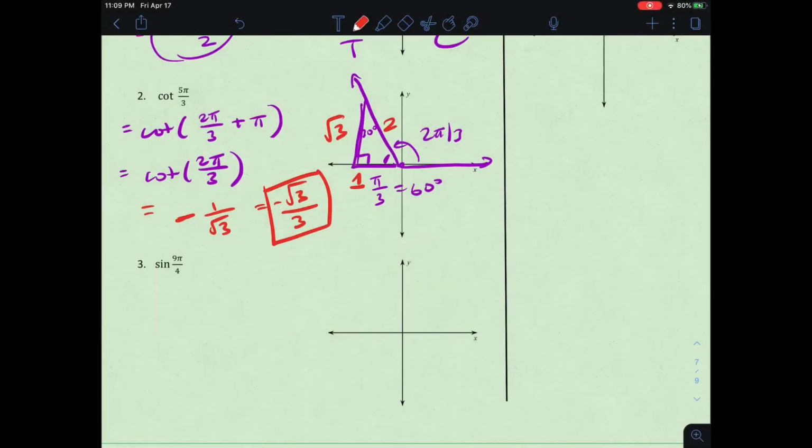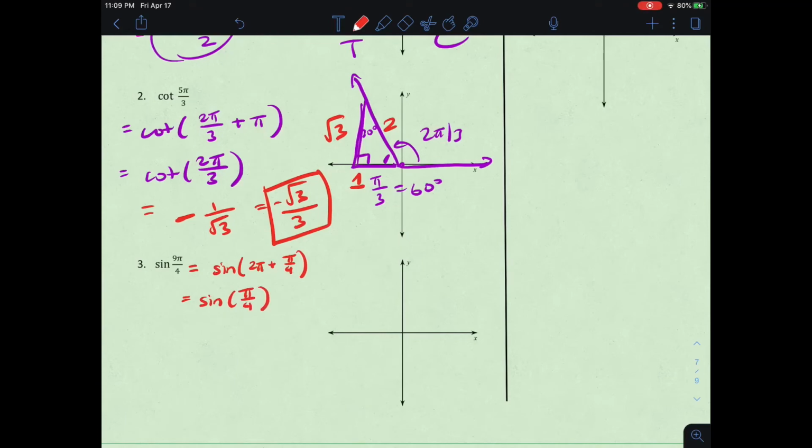So here we have sine of 9 pi over 4. Now we know sine has a period of 2 pi. So I can write this as sine of 2 pi plus pi over 4. And this is the same thing as sine of pi over 4.